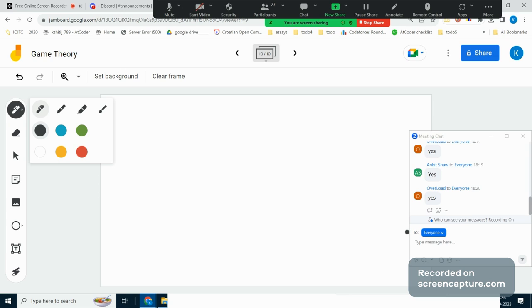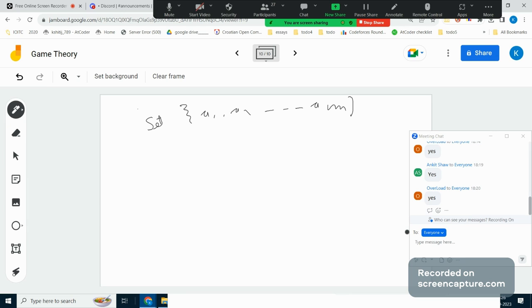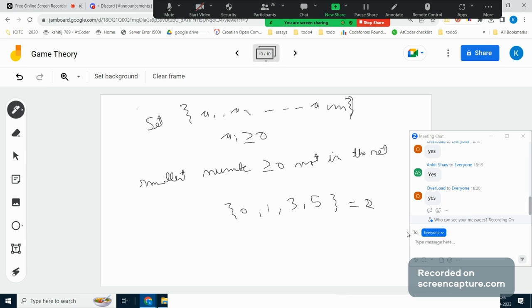I will tell what the mex value is. Mex is the minimum excluded non-negative integer in a set. So suppose a set has numbers, say a1, a2, and so on till am, and all numbers are at least 0. So it's the smallest number greater than or equal to 0 not in the set. So a set with 0, 1, 3, 5 will have mex 2, since 0 and 1 are there, 2 is not there. So 2 is the mex. So did everyone get the definition of mex?